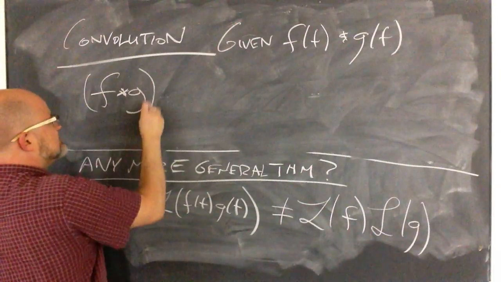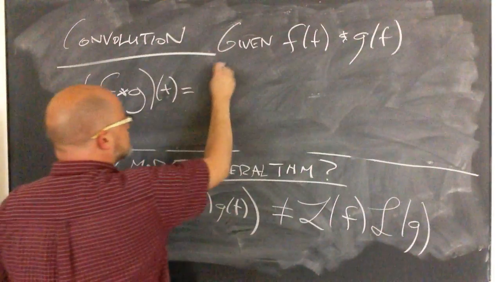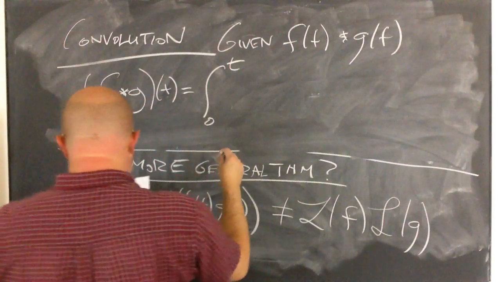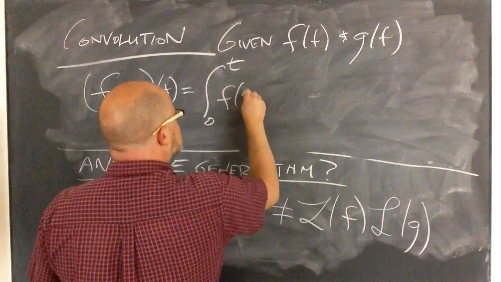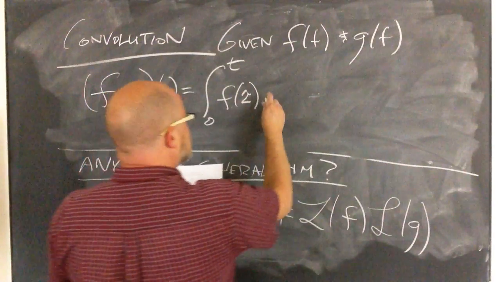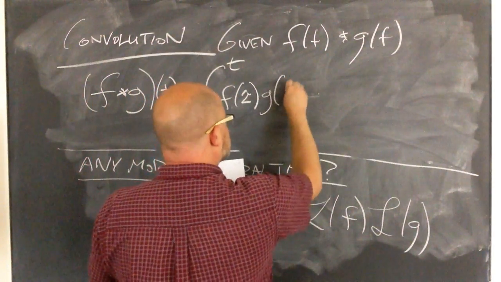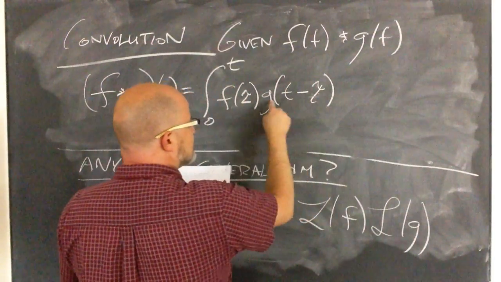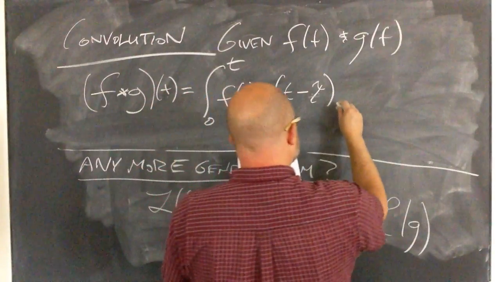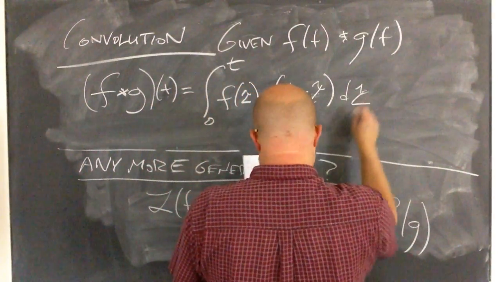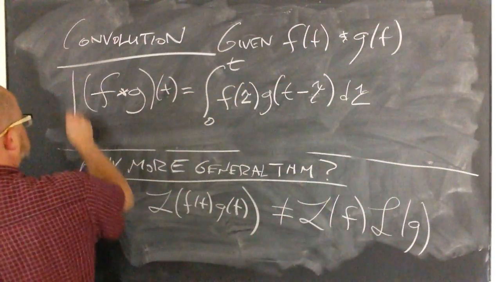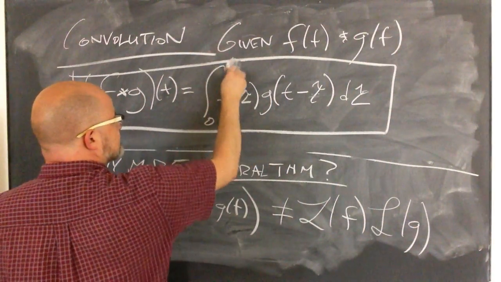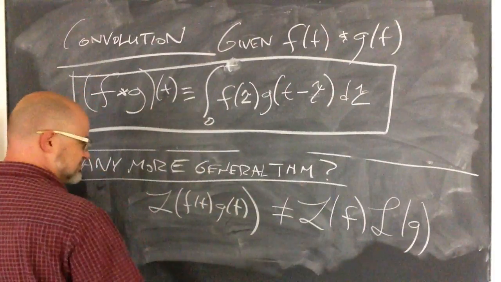The convolution of f and g is going to be a function of time. In fact, it's the integral from 0 to t of f of the dummy variable tau times g of t minus tau, the argument g of t minus tau, d tau. Okay? This is the definition.